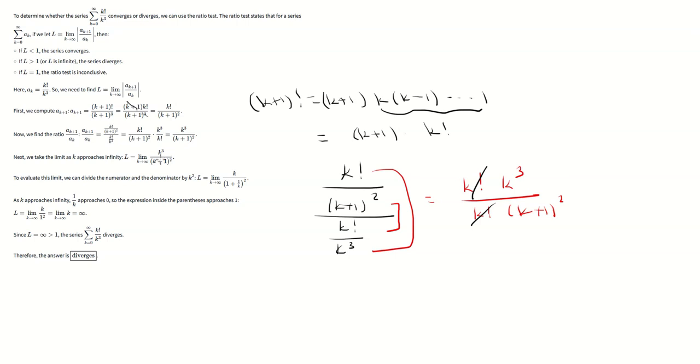And so now I'm going to take the limit as k approaches infinity of k cubed over k plus 1 squared. Now, you can obviously do some more work here. So here they divide by k squared, the top and the bottom. But clearly the degree of the denominator is 2, the degree of the numerator is 3, so we know that's going to go to infinity.